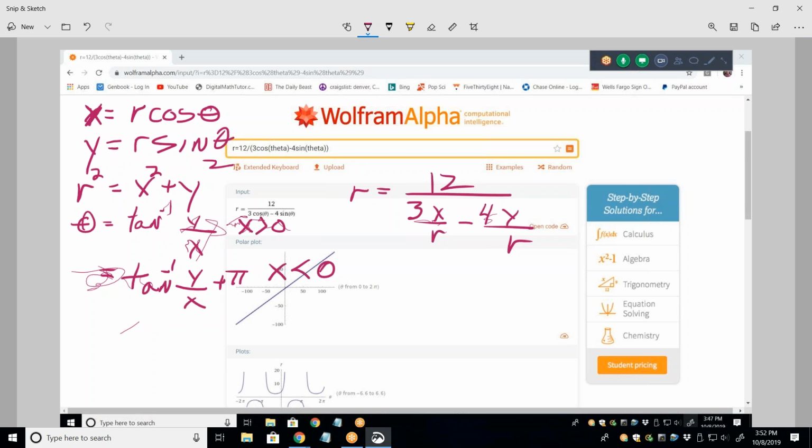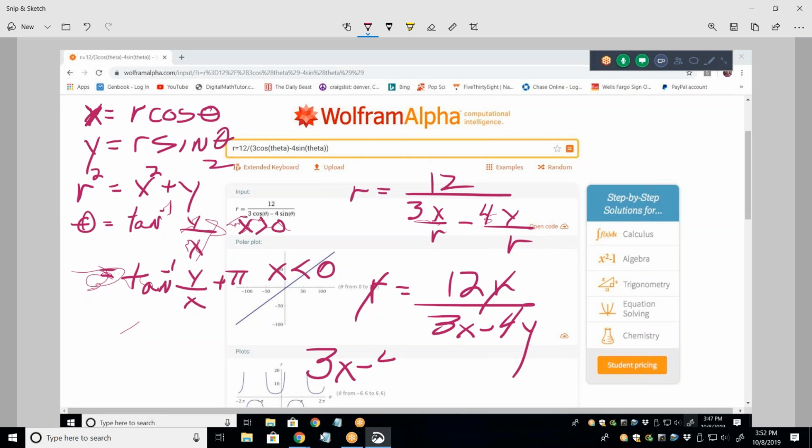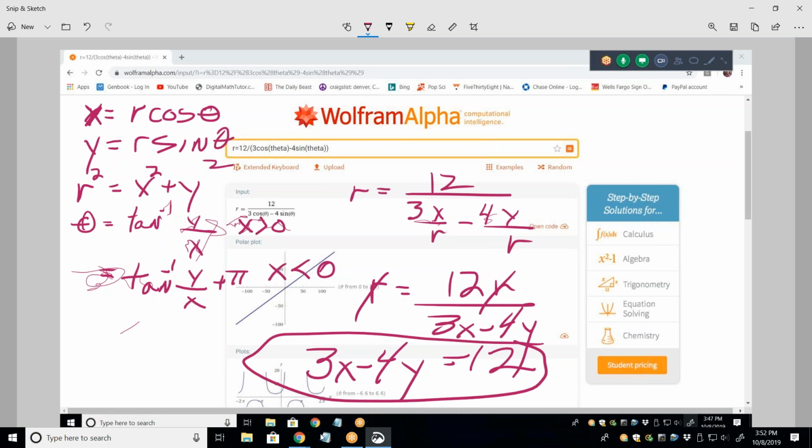Now, that r I can put in the numerator. So I get 12r over 3x minus 4y. I can cancel those out. Multiply both sides, I get 3x minus 4y equals 12. And I can see that that is a linear equation, which I can solve for y and put in y equals mx plus b form. And I know exactly how to graph it.